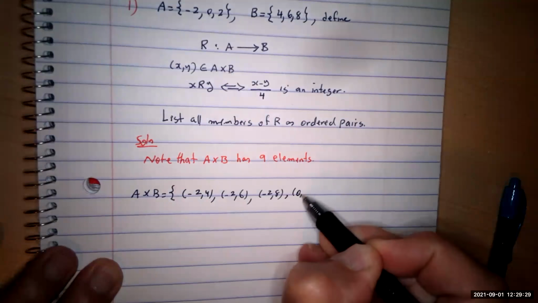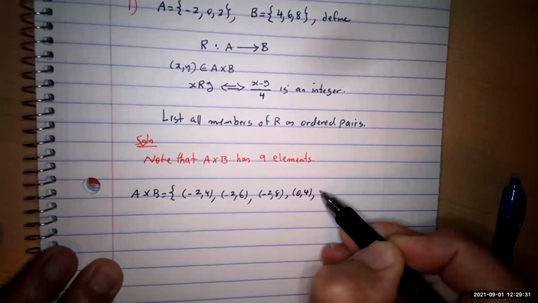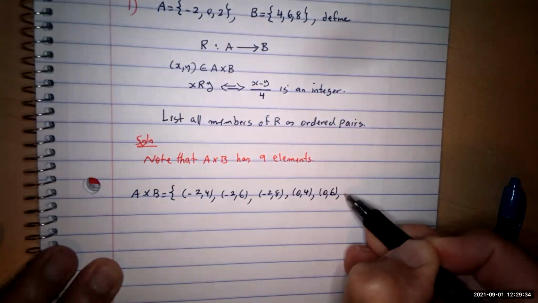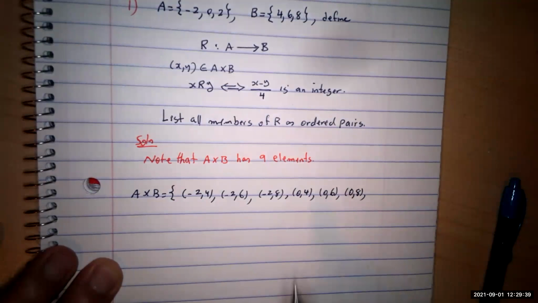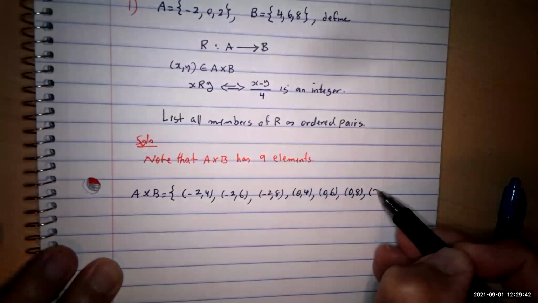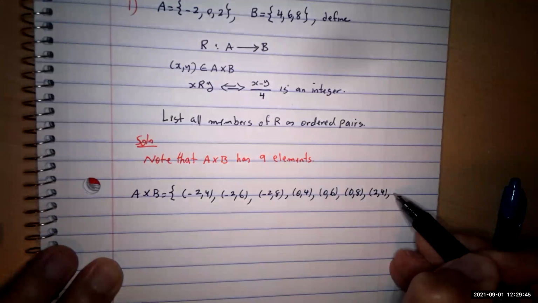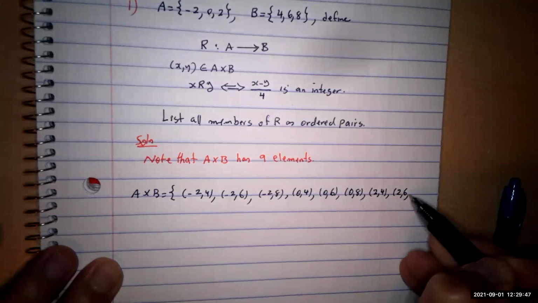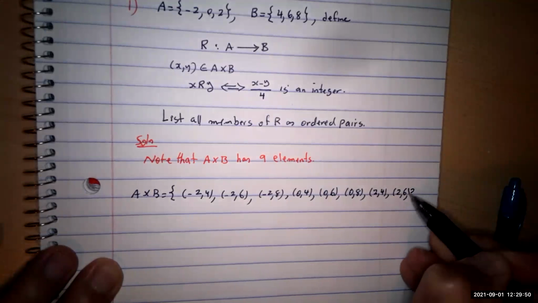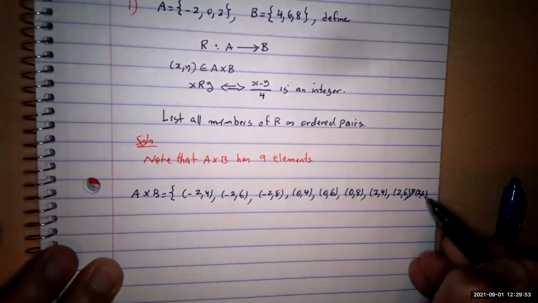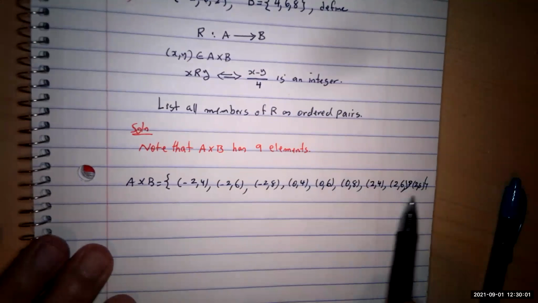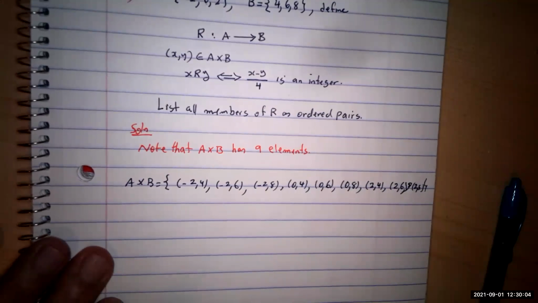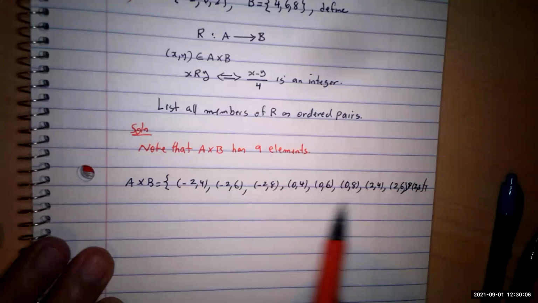So it's going to be 0, 4; 0, 6; and 0, 8. Then you pick the 2. So it's going to be 2, 4; 2, 6; and 2, 8. So you see 1, 2, 3, 4, 5, 6, 7, 8, 9 elements. Now you have to check to see which of these are going to be in your R.